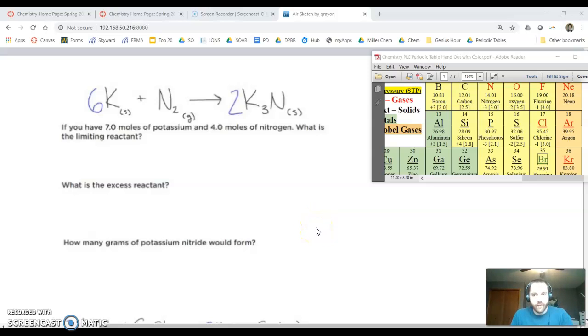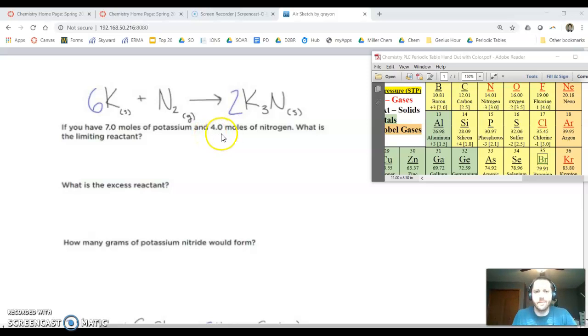So with that, this is going to be our last one before the test, so this would be a good one to practice with. Here we can see this reaction. It takes 6 potassiums to react with 1 nitrogen gas and produce 2 potassium nitrides. So let's pretend that you have 7 moles of potassium and 4 moles of nitrogen. What is the limiting reactant?